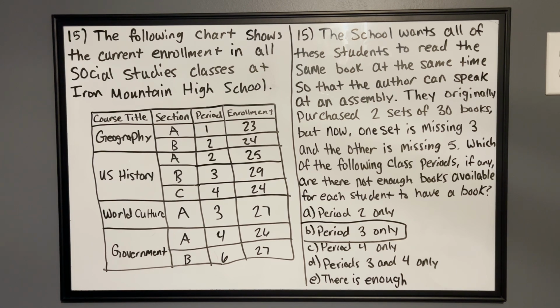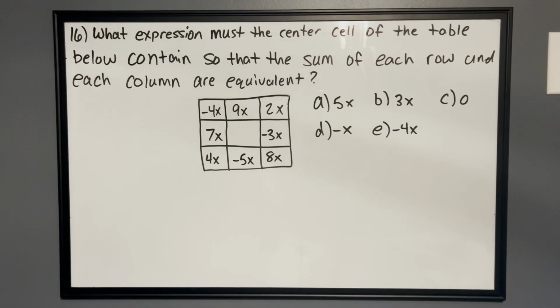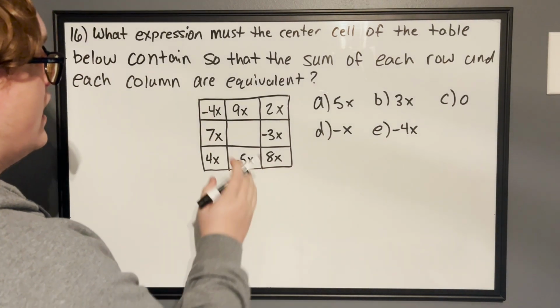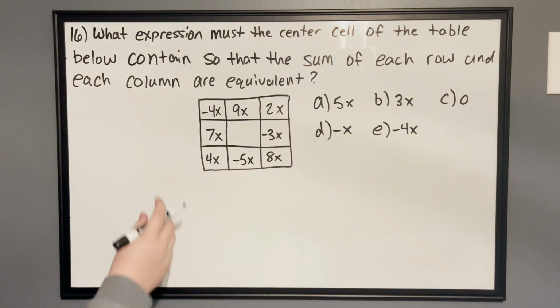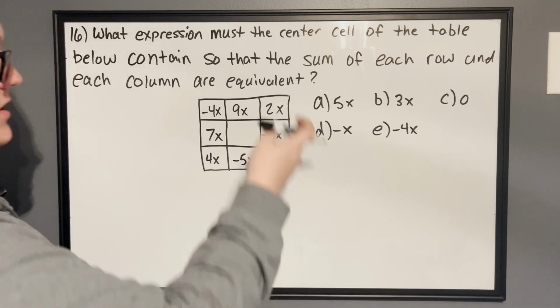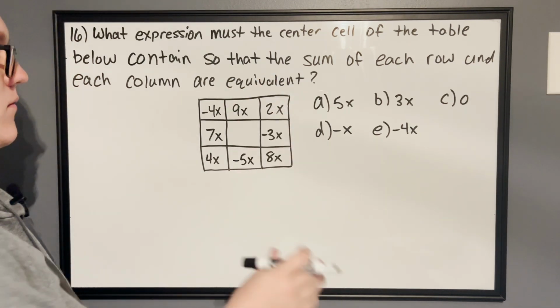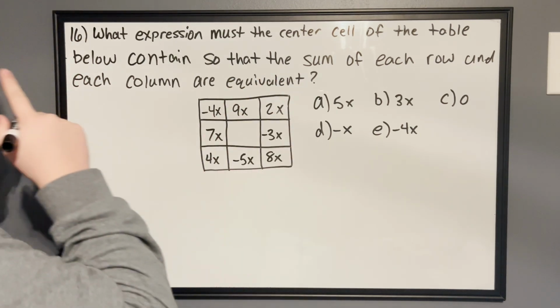Let's move on to question number 16. All right, so here we have question number 16. It says, what expression must the center cell of the table below contain so that the sum of each row and each column are equivalent? This is a very simple question. So we're saying that the sum of the rows and the sum of the columns, no matter what we do, are always going to be the same. So the sum of this row is the same as the sum of this column, and so on. For any row and column we pick, they're always going to be the same.